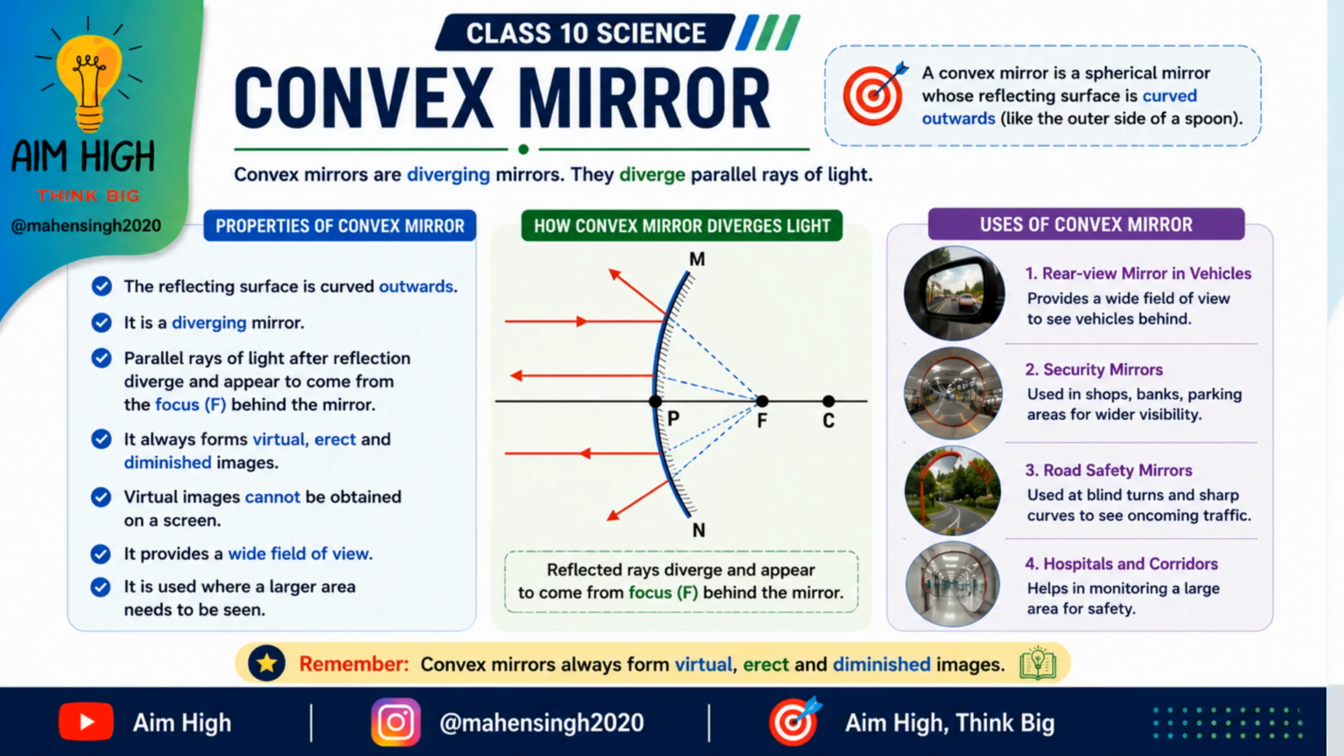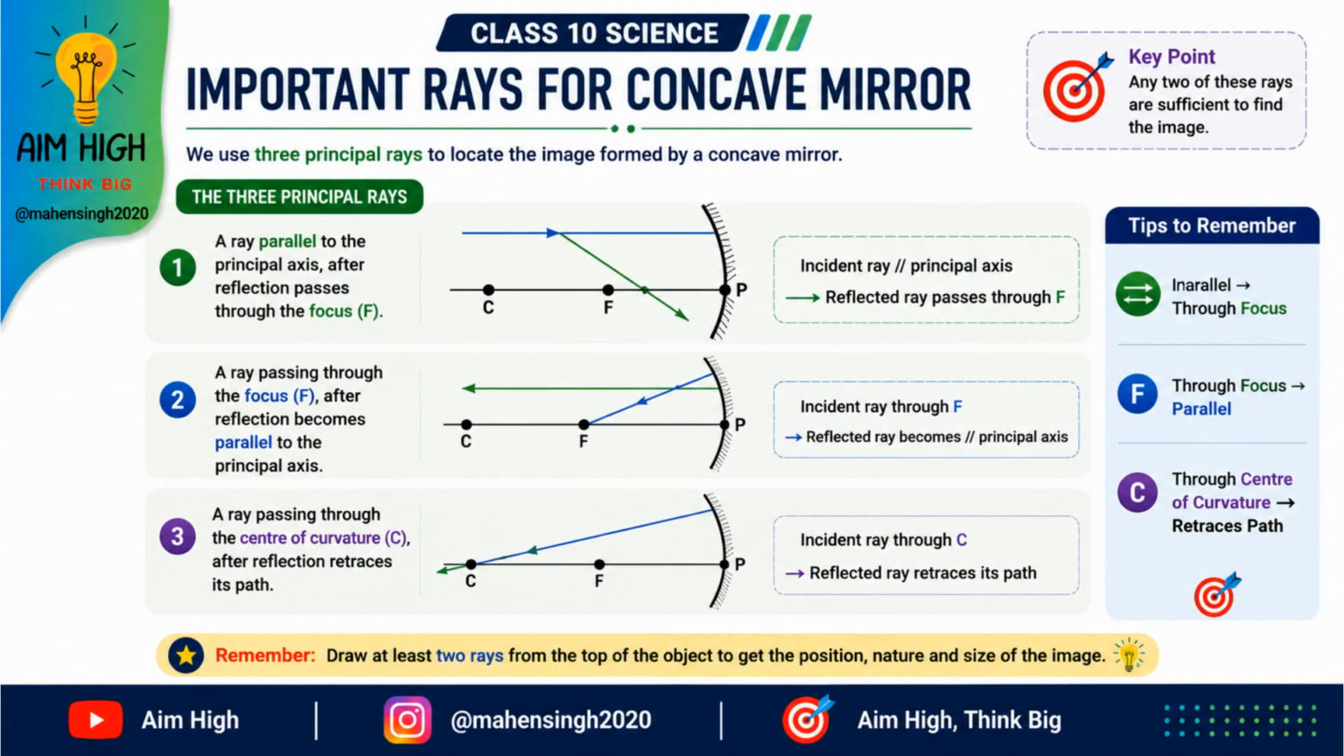Students, to draw image formation diagrams correctly, we must remember the important rays used in a concave mirror. The first important ray is a ray parallel to the principal axis. After reflection, it passes through the focus. The second ray passes through the focus before striking the mirror. After reflection, it becomes parallel to the principal axis.